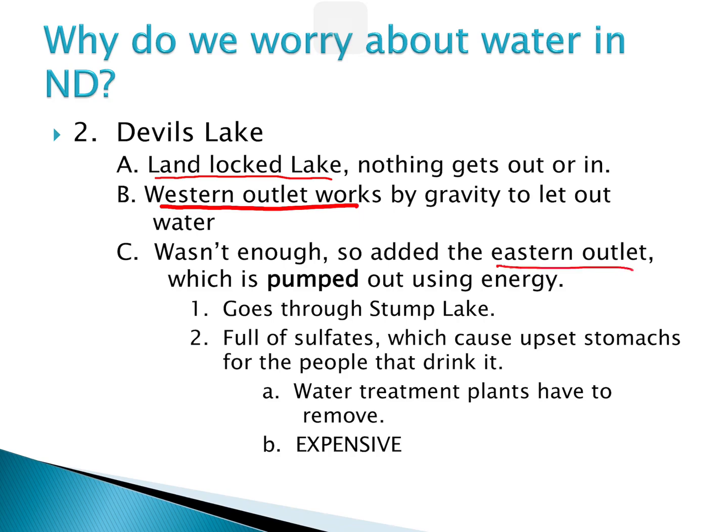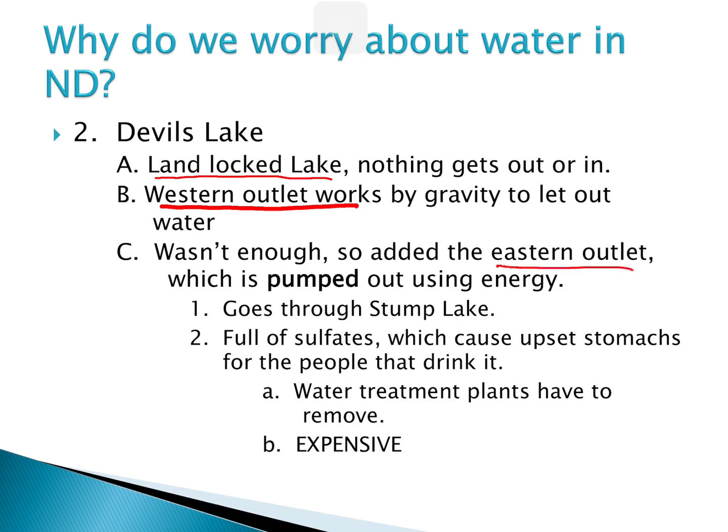And it goes through Stump Lake, which has been really good for Stump Lake because that was kind of a lake that looked really bad too. And it's because there's a movement of water that naturally filters and cleans out that lake. So it's better for all the recreation that happens there.